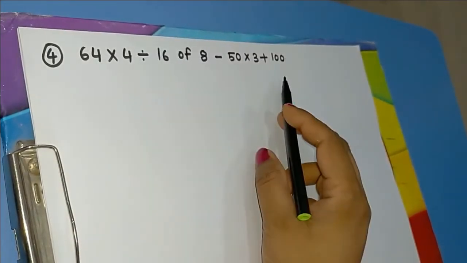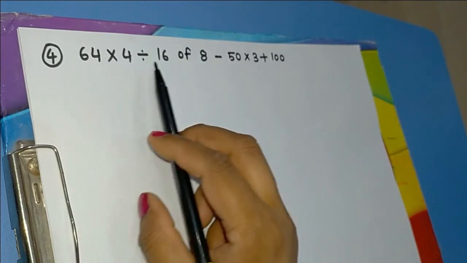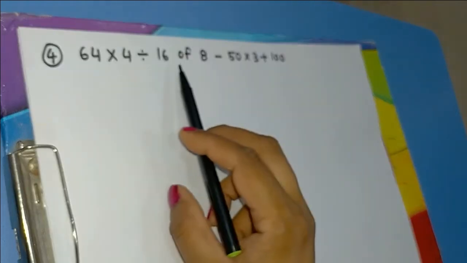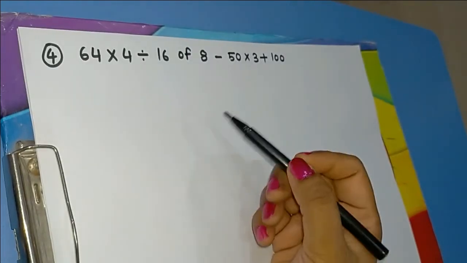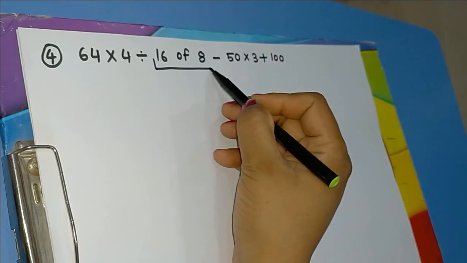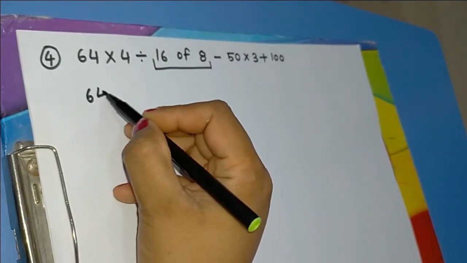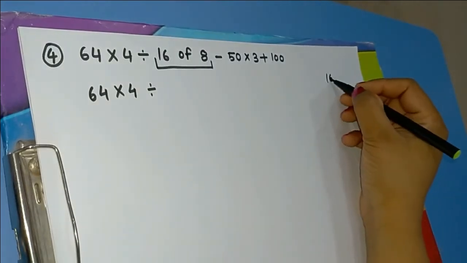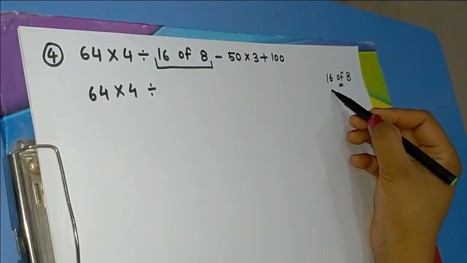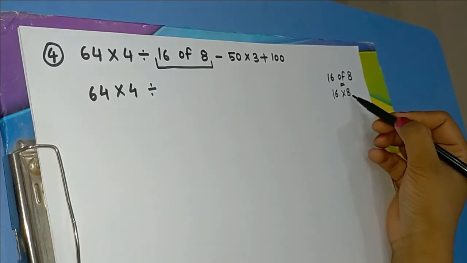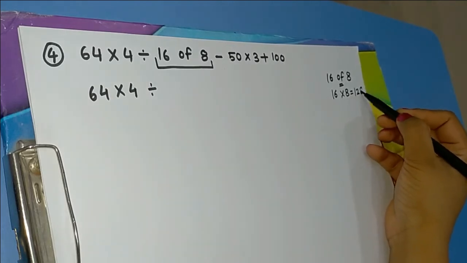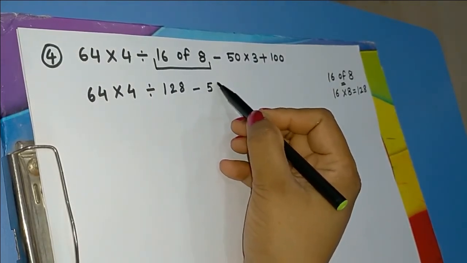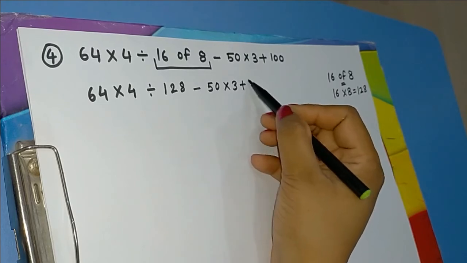This is our fourth and last example. Here we have multiplication sign, division, minus and plus sign, and out of these we know that of has the highest priority. So in the first step we are going to solve 16 of 8. So we need to write down the rest of the digits as it is. We know that of can be replaced by a cross sign. 16 cross 8 is 128. So here we need to write down 128 minus 50 cross 3 plus 100.